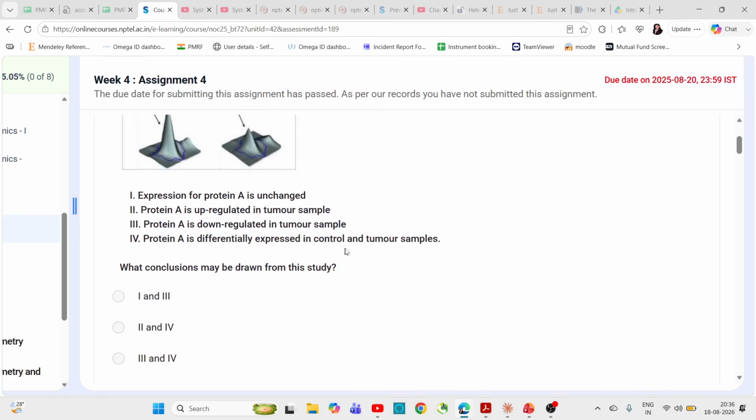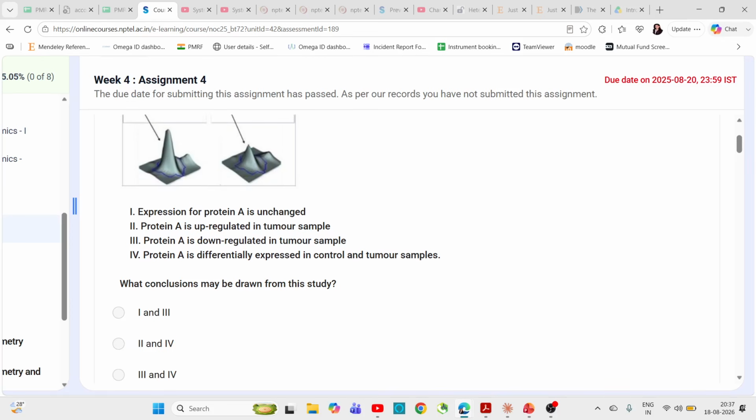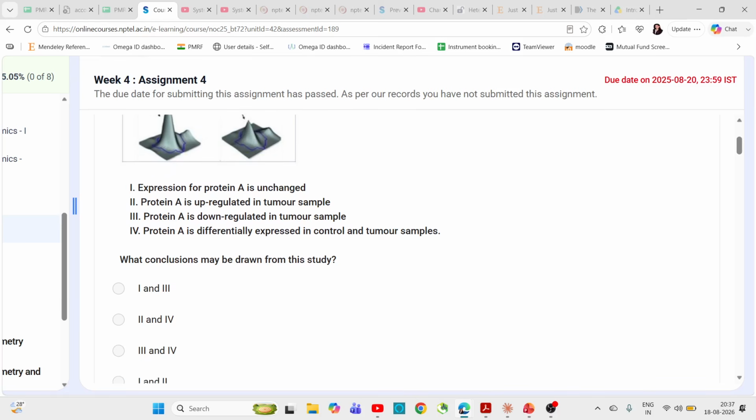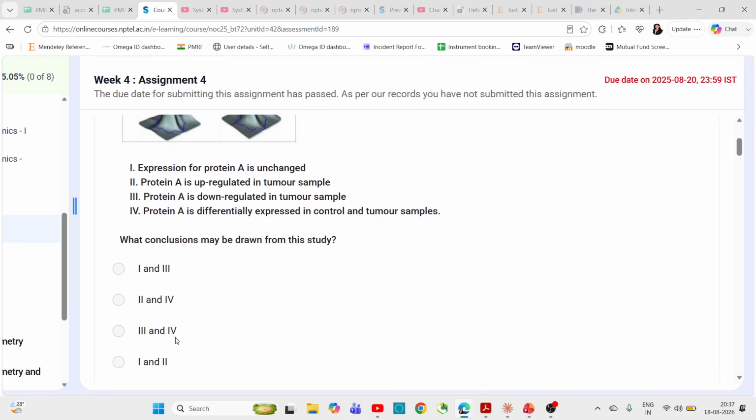And protein A is differentially expressed in control and tumor sample. Even this is obviously true, it is differentially expressed, it is not the same. So we need to decide whether 2 is right or 3 is right, and 4 is obviously right here. So you can guess which one is the correct option.